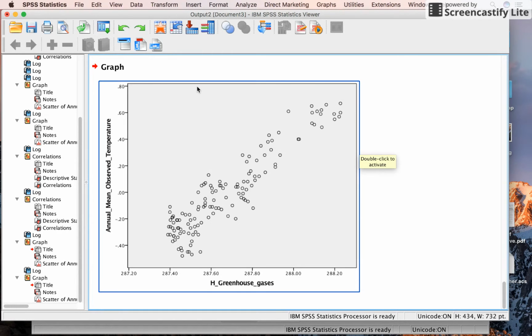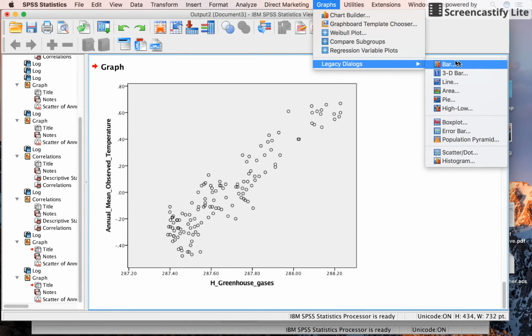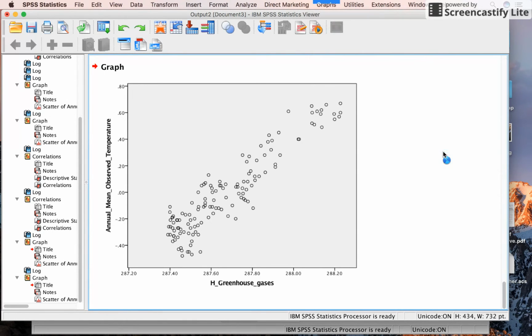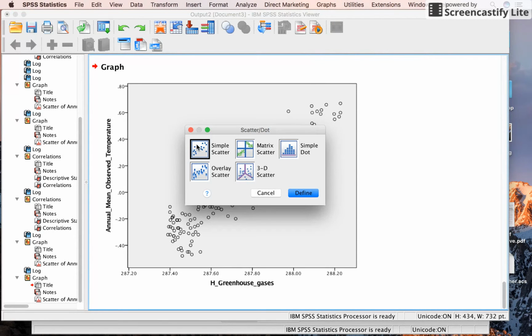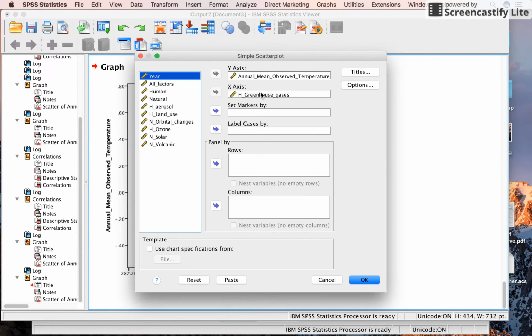Okay, let's try a negative one in terms of graphing a scatter plot. So choose Graphs, Legacy Dialogs, go all the way down to Scatter, and then a simple scatter. And let's put in aerosol use. So aerosols, the world got rid of harmful aerosol propellants back in the 80s, and so aerosol use has declined over the last 20 years.